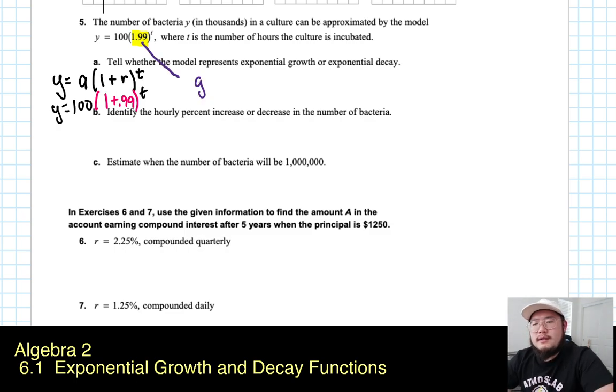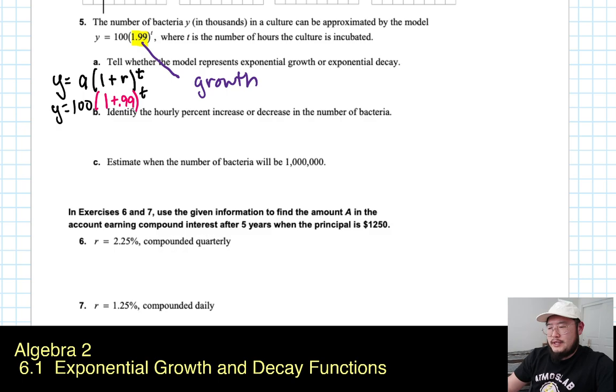We go to part B. It says identify the hourly percent increase or decrease in the number of bacteria. Well, that percent, okay, that right there is key. Remember, it is the rate that we're going to be using to figure out that percentage. The rate right here, once again, that is this 1 or this 0.99. So we can go ahead and put this as 0.99.